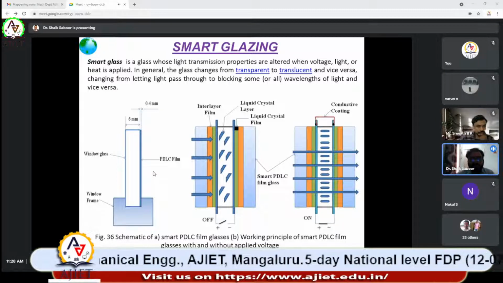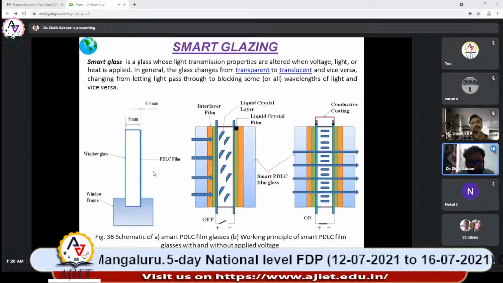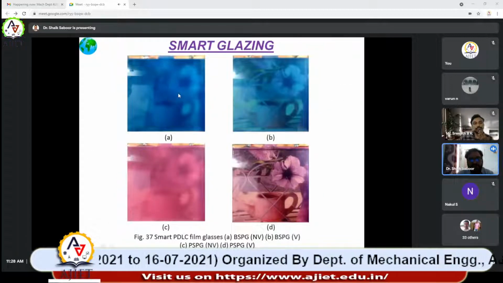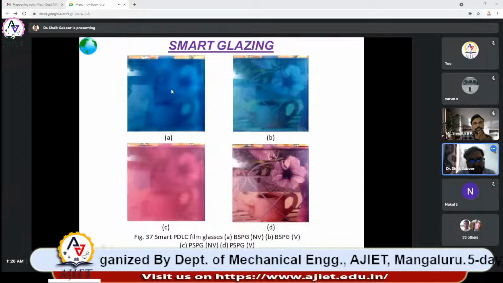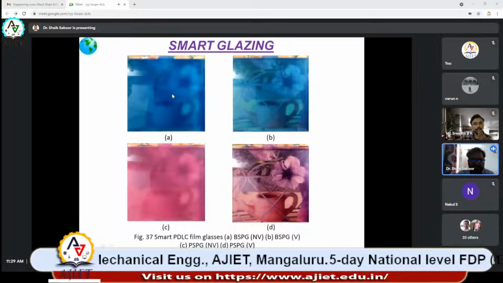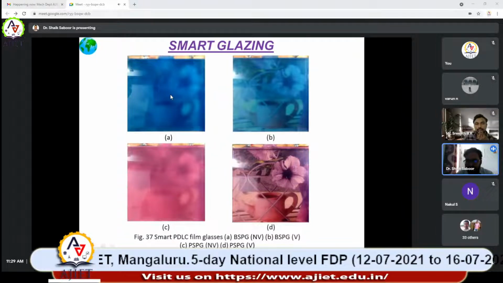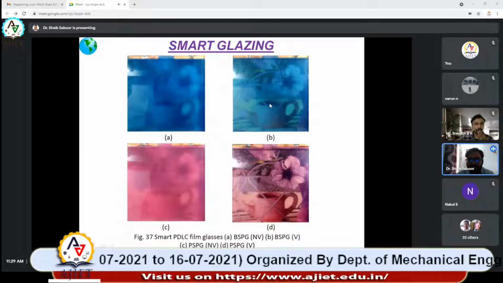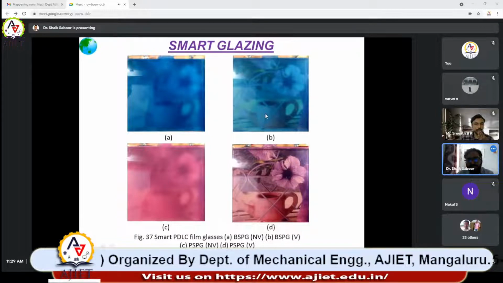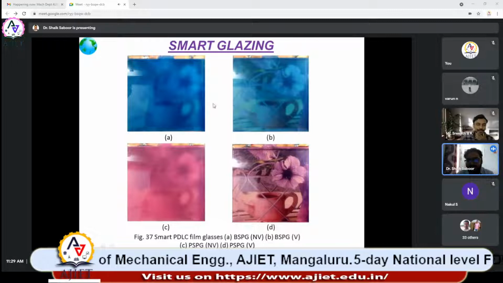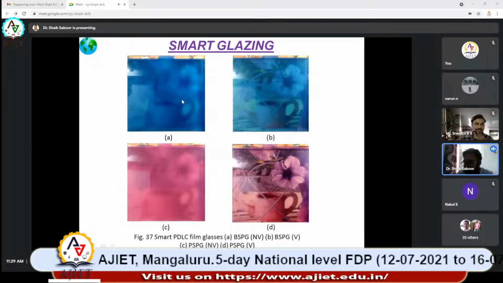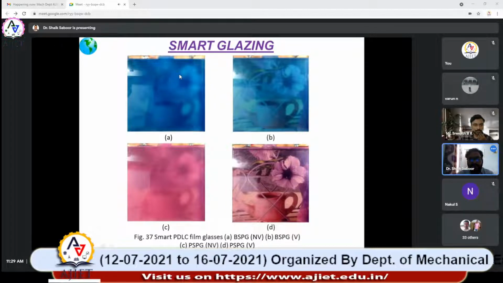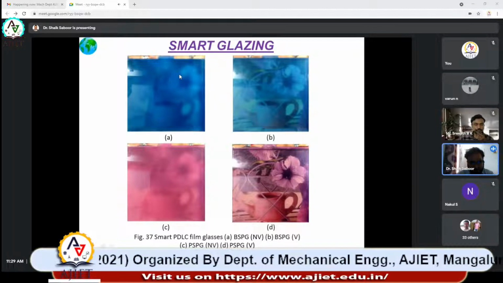So what is smart glazing? We can also call it switchable glazing. How does it look? It looks like this. It is not completely opaque, but at least we cannot see what is inside. When you switch on, when you give electricity, it becomes transparent like this. When you stop giving electricity, it becomes blurred like this. It is not completely opaque, but what is going on inside cannot be seen.